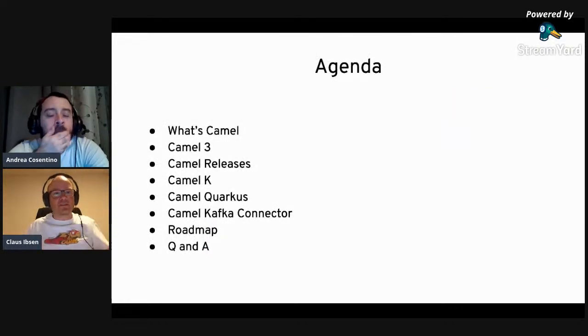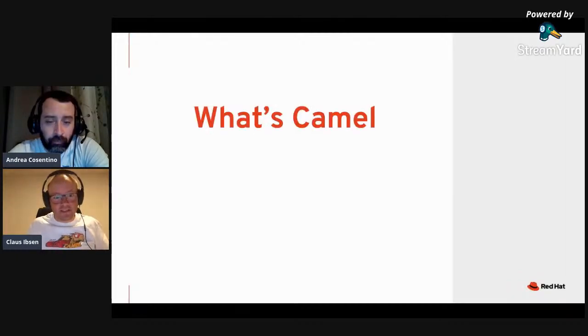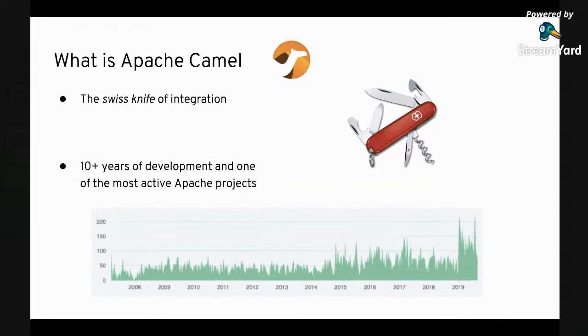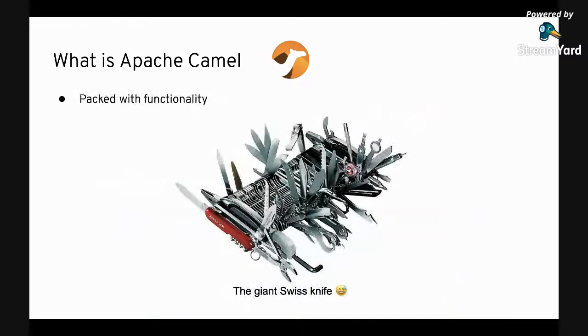So what we're going to talk about in this session is Camel 3. But first, let's talk about what is Camel. That's a really good question. And what do you use Camel for? Camel is the Swiss knife of integration. It's one of the most active and developed projects at the Apache Software Foundation. At the bottom, you can see the Git commit history from the beginning in 2007 up till 2020. Camel comes with a lot of functionality, so it's possibly the giant Swiss knife.